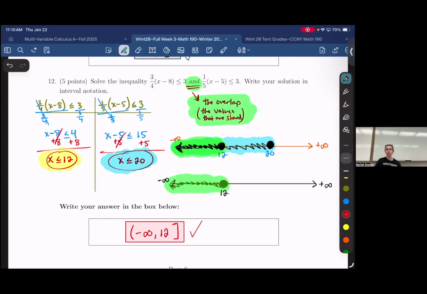Questions on this one? How do you guys feel about it? Scale of 1 to 5. Good. All right.